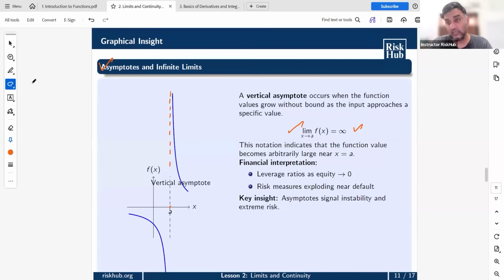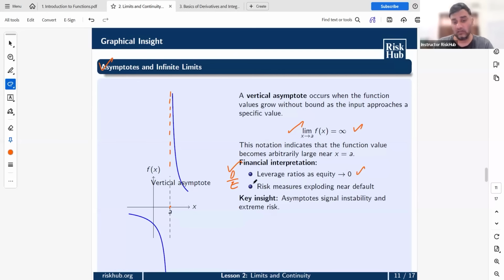Now, why are we studying it? What is the financial interpretation here? This behavior appears in several financial situations, your leverage explosion. We know the leverage ratio. Leverage ratio is debt by equity. So as equity tends to zero, it explodes. The leverage becomes extremely large. This resembles a vertical asymptote.